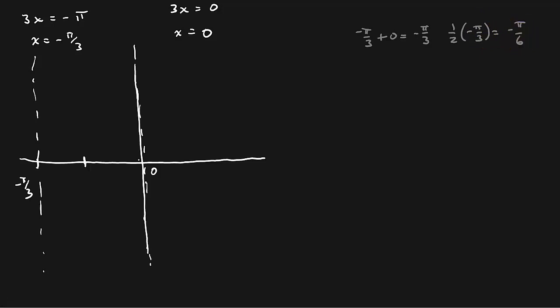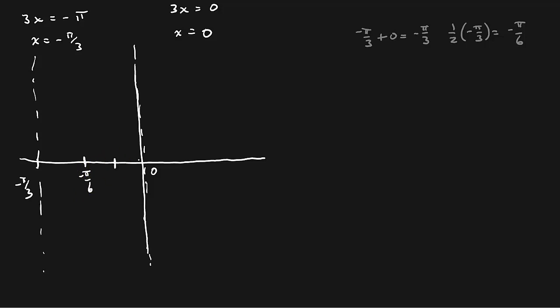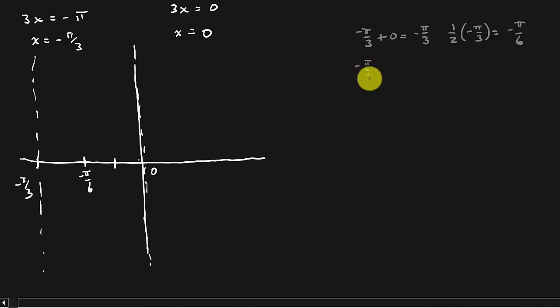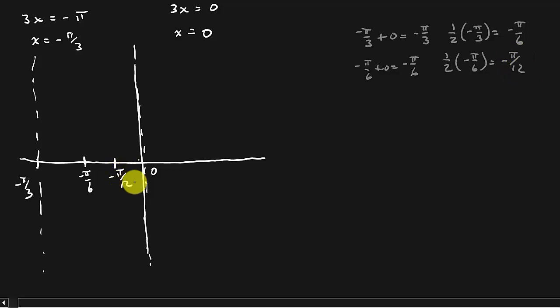That's negative pi over 6. All right. Then I need the midpoint here. So that's negative pi over 6 plus 0, which is negative pi over 6, and then a half of that. That's negative pi over 12. So negative pi over 12.